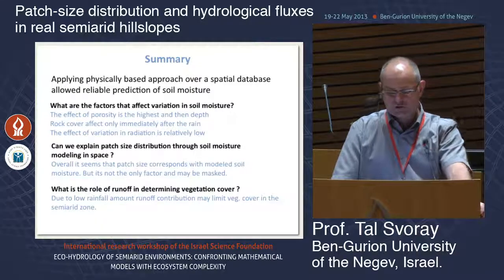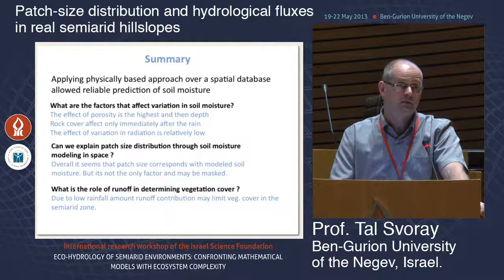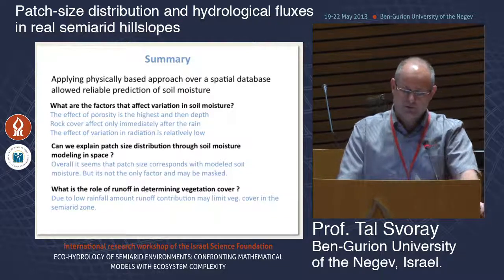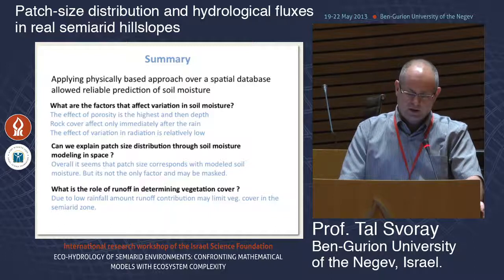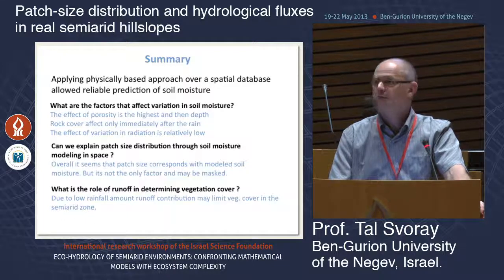Patch size distribution at the slope scale could be explained, but other factors might mask the predictions. And runoff contribution seemed to have quite a large effect on limiting the vegetation cover in the studied area. Thank you.